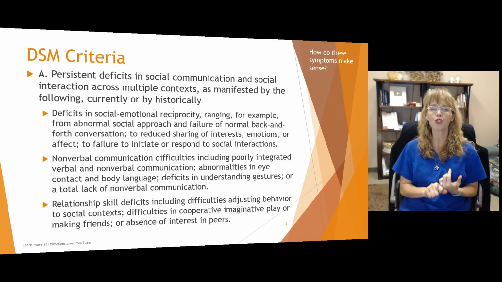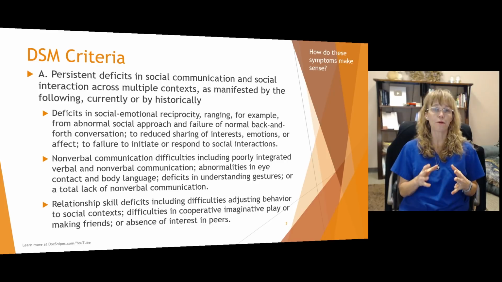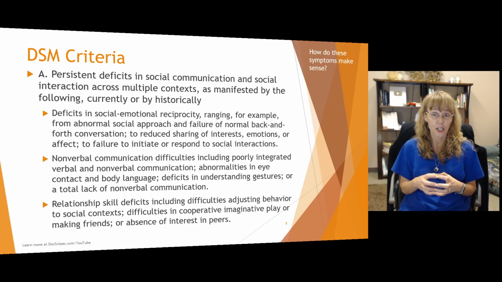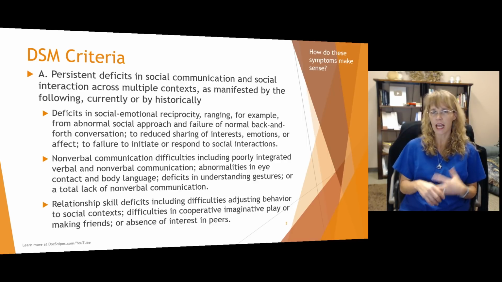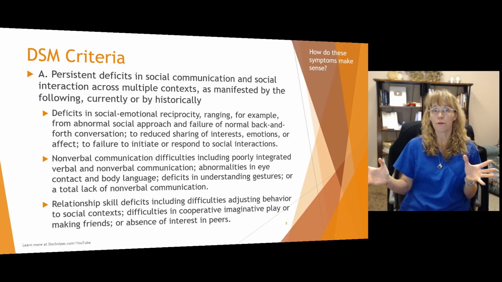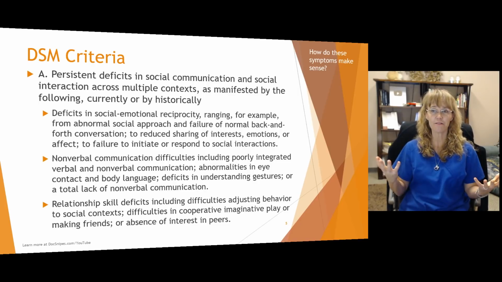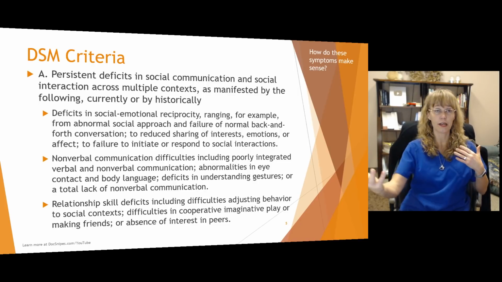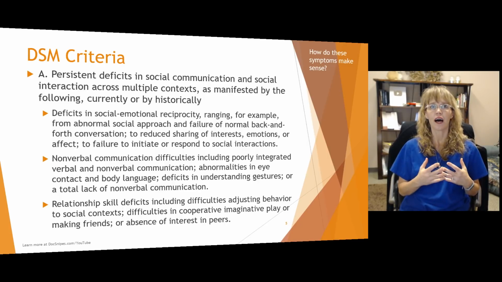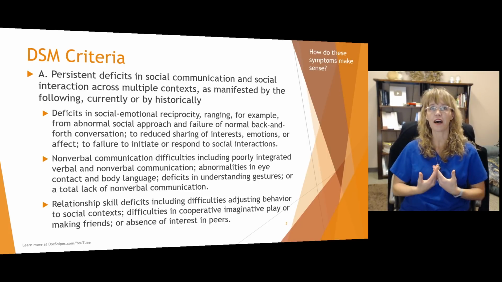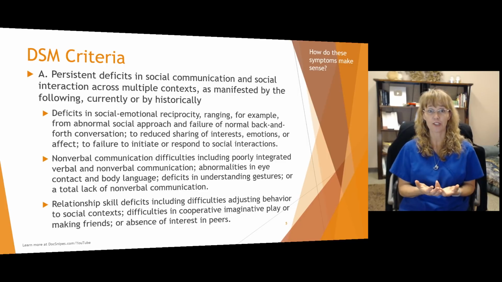Deficits in social emotional reciprocity, ranging, for example, from abnormal social approach and failure of normal back and forth conversation, to reduced sharing of interests, emotions, or affect, or failure to initiate or respond to social interactions. They may have difficulty starting conversations. They may have difficulty in partner play. They may have difficulty, again, in that just typical back and forth that people who are neurotypical are used to and find comes relatively naturally.